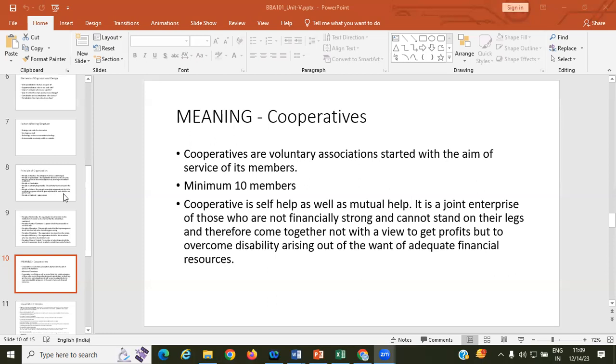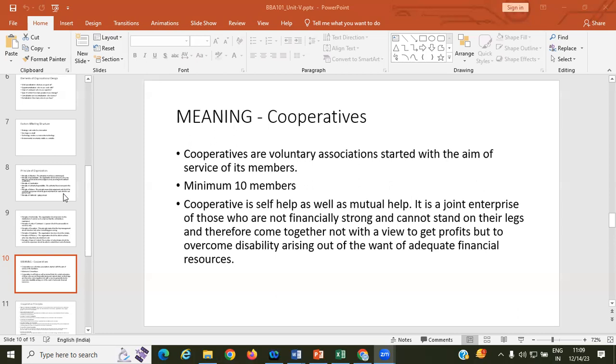So this thing we discussed. Their main intention is to help each other, not for the profit motive, but to overcome the disability arising out of inadequate financial resources. So their main aim is self-help and mutual help.